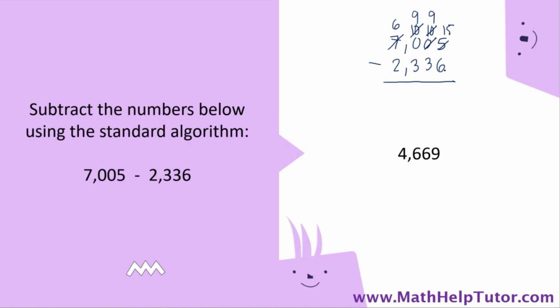15 minus 6 is 9. 9 minus 3 is 6. 9 minus 3 again is 6 as well. And 6 minus 2 is 4. And there we have the answer, 4,669.